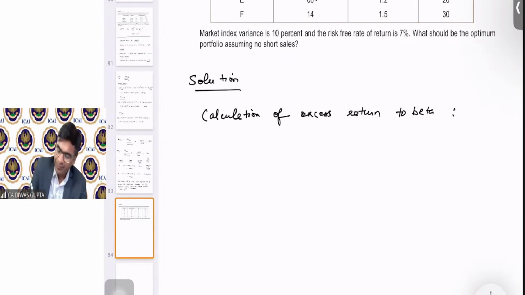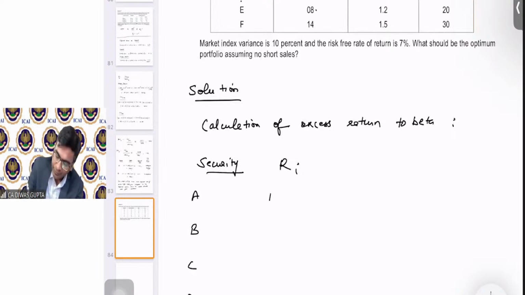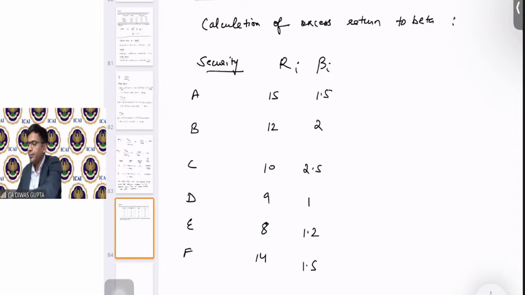So let's put all the stocks here. Security, return, let's say A, B, C, D, E, and F. These are the six securities that are being given. Their returns are 15, 12, 10, 9, 8, and 14. These are their returns that are given. What is their beta? Beta is 1.5, 2, 2.5, 1, 1.2, and 1.5. Okay, students. Till now, we have just put whatever is there in the question.